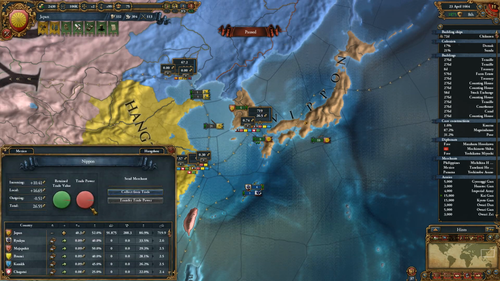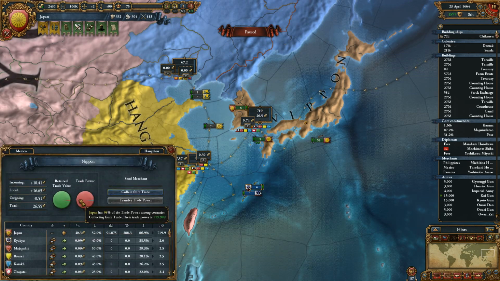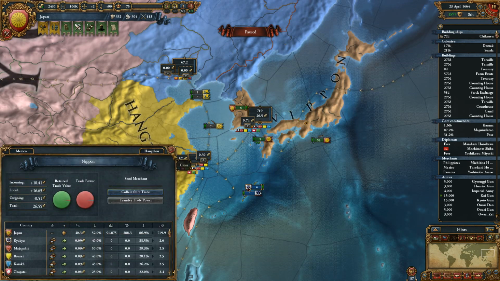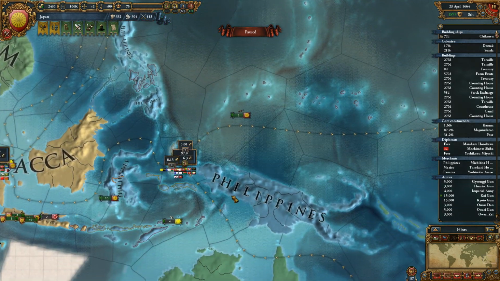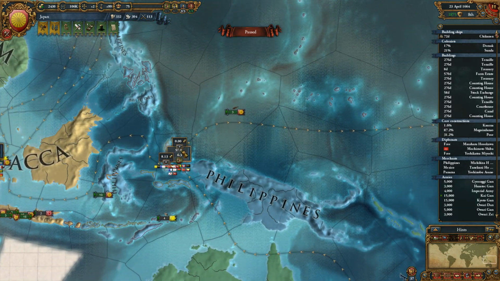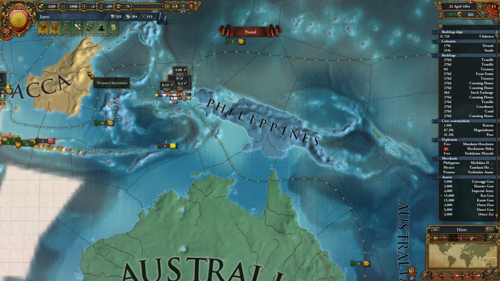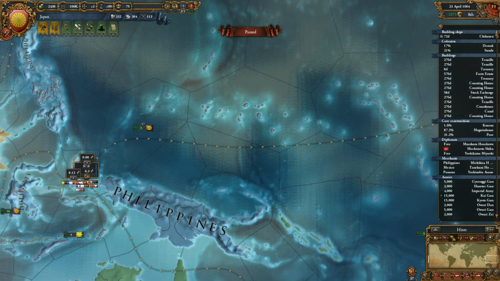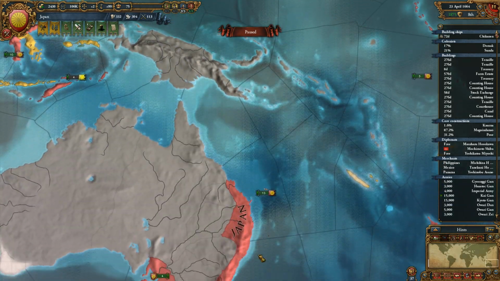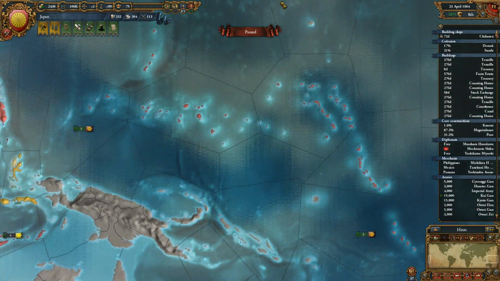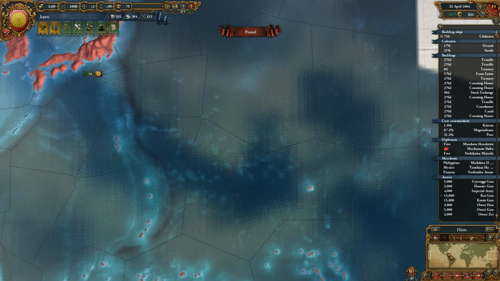Meanwhile, over in my home area, I own almost all of the trade power. So I'm able to collect all of this. So the whole point here is how you deal with trade power, which is very important. And once again, using your merchants to collect that money so you can actually gain from your trade. So let me give an example of why this is important.